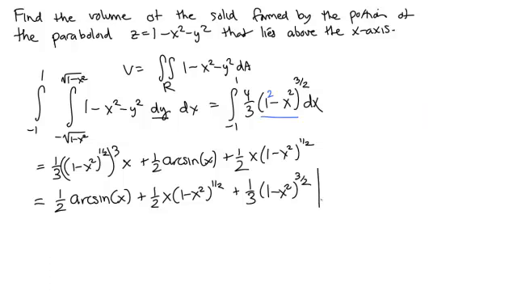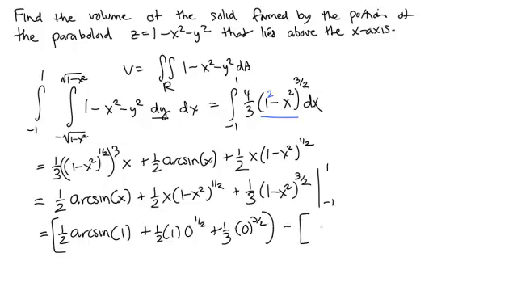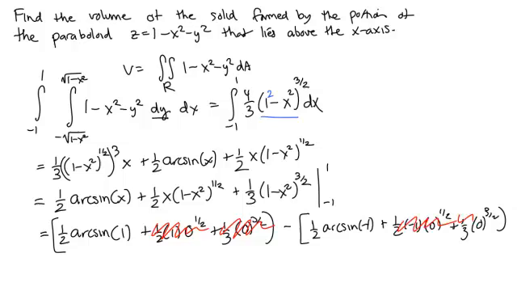And so we can finally evaluate this from -1 to 1. So if we plug in 1, we're going to get 1/2 times the arcsine of 1 plus 1/2 times 1 times 0 to the 1/2 power plus 1/3 times 0 to the 3/2 power. If we plug in -1, we're going to have 1/2 times the arcsine of -1 plus 1/2 times -1 times 0 to the 1/2 power plus 1/3 times 0 to the 3/2 power. So zeros raised to these powers are 0.